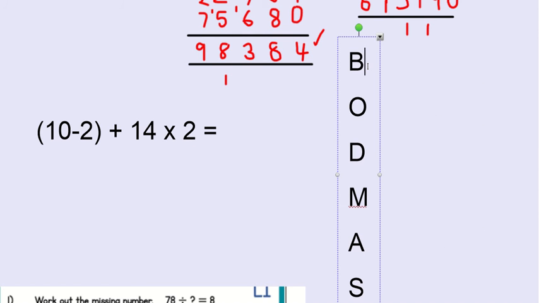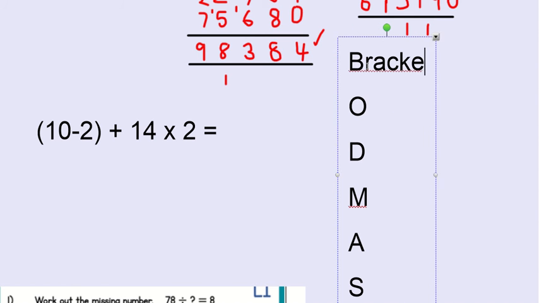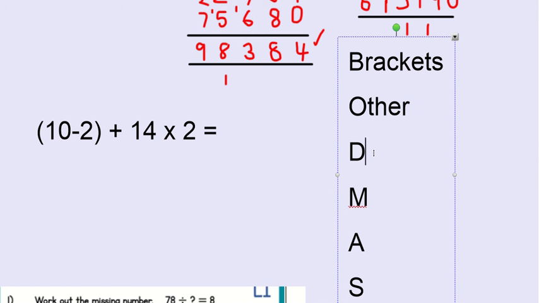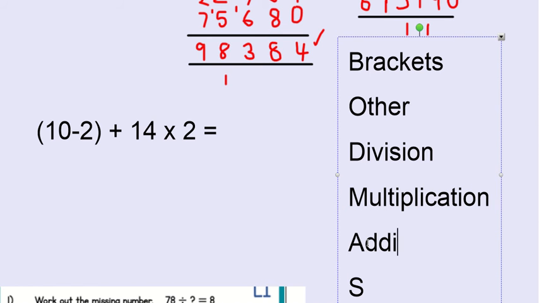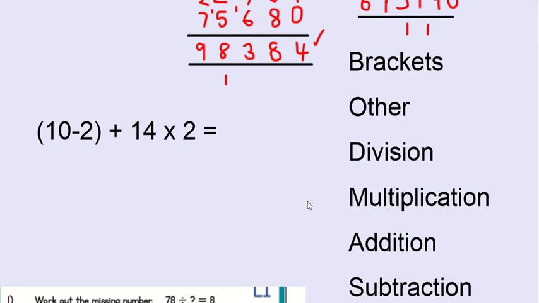Now I wonder if you can remember what the B stands for. Brackets, brilliant. O stands for other, which when we're in primary school is square numbers or cube numbers. D stands for division. M stands for multiplication. Well done to everybody who's remembering this. A stands for addition, brilliant, and S, subtraction. I'm sure you're all familiar with that one, and feeling quite confident.